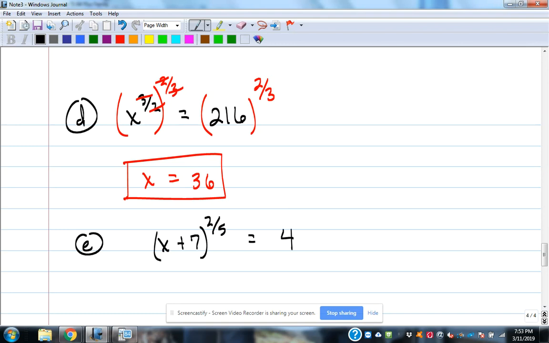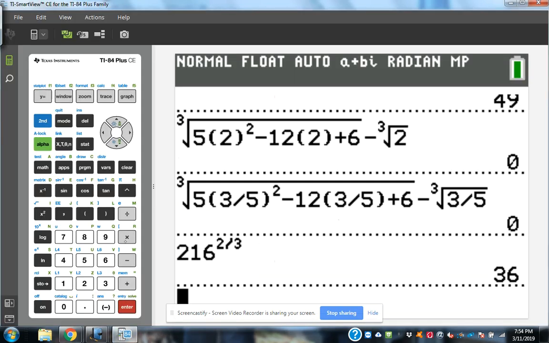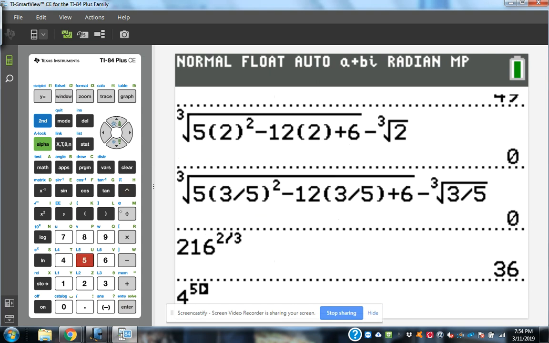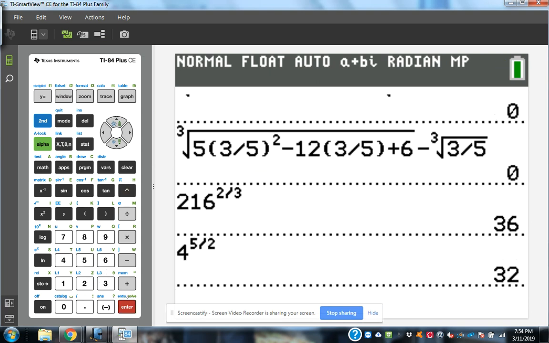So that means I can go ahead and use the reciprocal power to get rid of that. Whatever I do to one side, I have to do to the other side. What power am I using? 5/2. It is that simple. On this side, the exponents go away. There's x + 7. 4 raised to the 5/2. Work it out. 4 raised to 5/2 is 32.